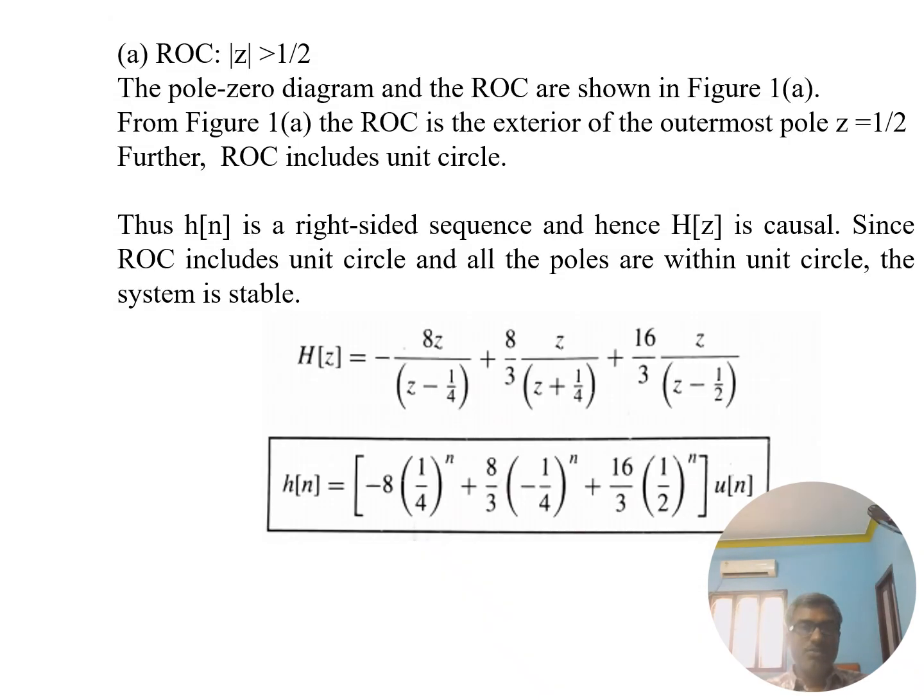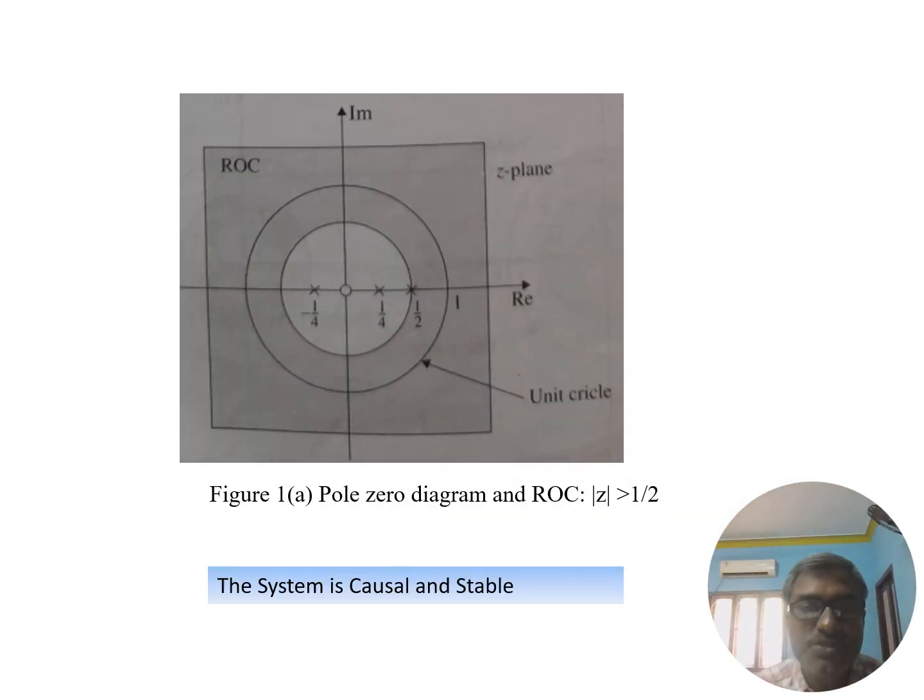The first ROC condition is |z| > 1/2. For the given ROC condition, the impulse response h(n) is a right-sided sequence and hence h(n) is a causal sequence. Since the ROC includes the unit circle and all poles lie inside the unit circle, the system is said to be stable. When we see figure 1a, all the poles of the system lie inside the unit circle and the ROC lies exterior of the circle. So the system is said to be causal and stable.